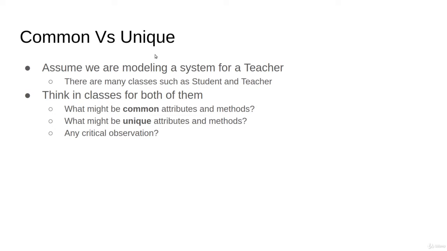For example, let's say we are modeling a system that involves teachers and students. There are many classes, such as student and teacher, in this system. I would like you to take a moment and think about the following. What could be the common attributes and methods between student and teacher classes? What might be unique attributes and methods for each one of them? And any critical observation, take a minute to think about an attribute or a method for these two classes.